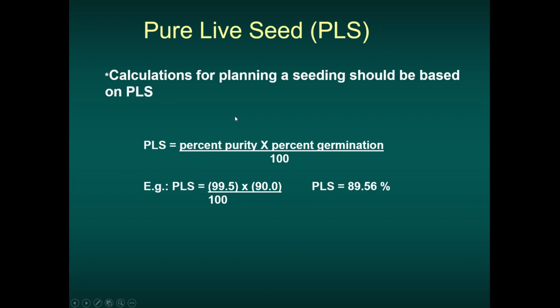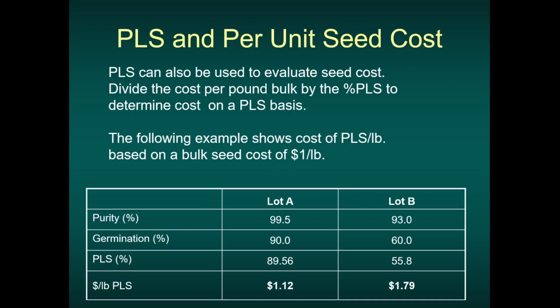So once again, PLS is percent purity times percent germination divided by 100. So if you've got purity of 99.5, germination of 90%, your PLS, your pure live seed, is 89.5%. And this can become important when pricing out seed.